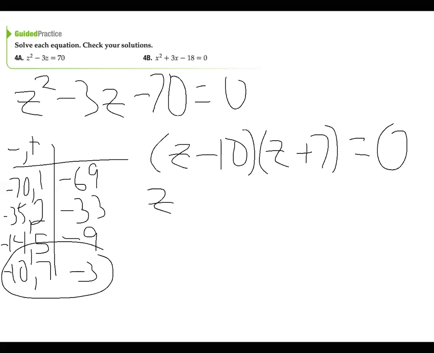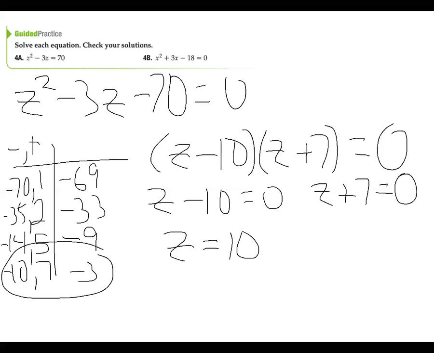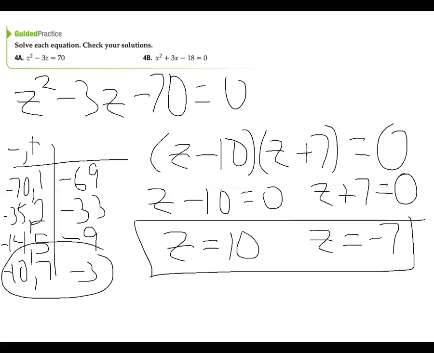So z minus 10 equals 0. And z plus 7 equals 0. Add 10, you get z equals 10. Subtract 7, you get z equals negative 7. And those are your solutions there.